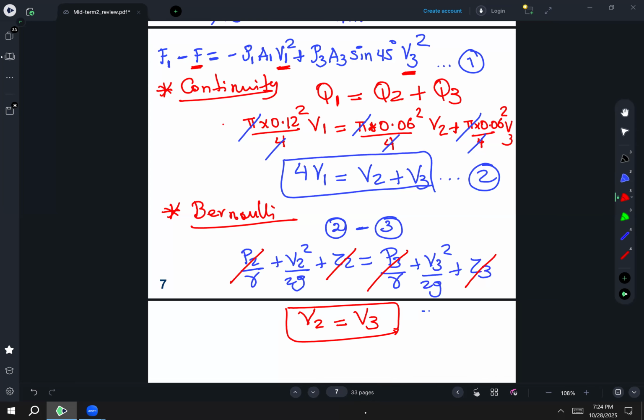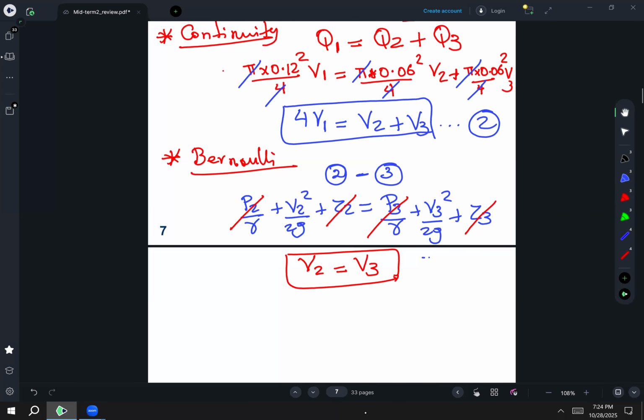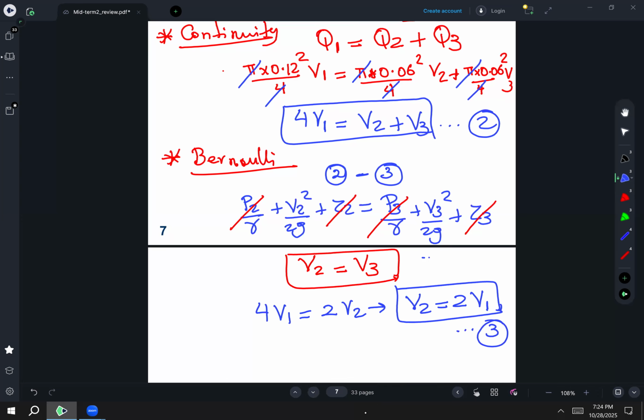Okay, so from this, we can say, we have equation 2 that tells me that 4 times velocity 1 is equal to V2 plus V3. So if V2 and V3 are the same, we can say that 4 times velocity 1 will be equal to 2 times velocity 2. And from this, velocity 2 will be equal to 2 times velocity 1. So that's going to be my modified equation. So velocity in 2 will be twice the velocity in 1.